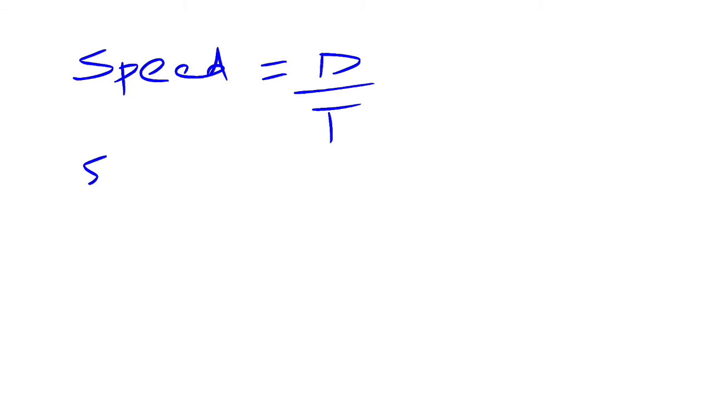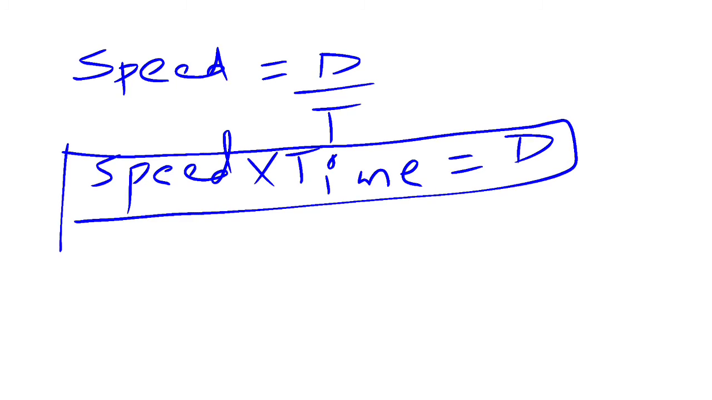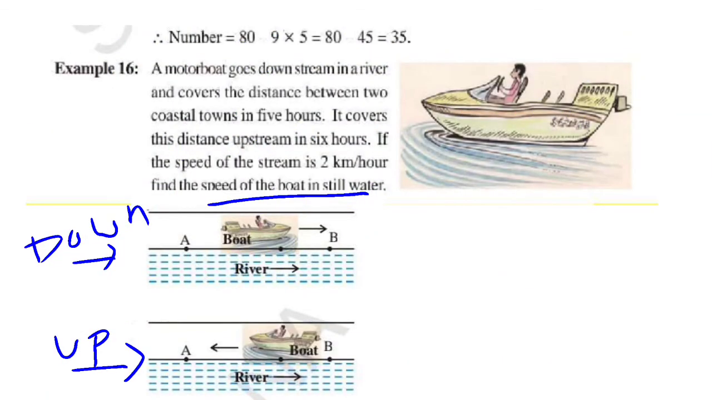So now I am using the speed formula. Speed equals distance divided by time. From this, the distance formula will become speed into time, because time is in the denominator place. So speed into time equals distance. So distance formula is speed into time. Here we have two situations, one is downstream, another one is upstream. So in the downstream let's find the distance, and in the upstream let's find the distance.